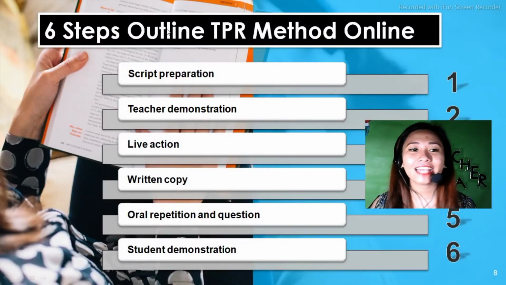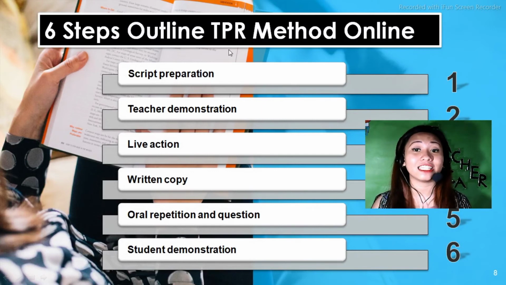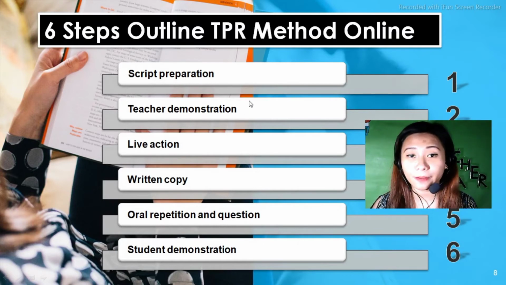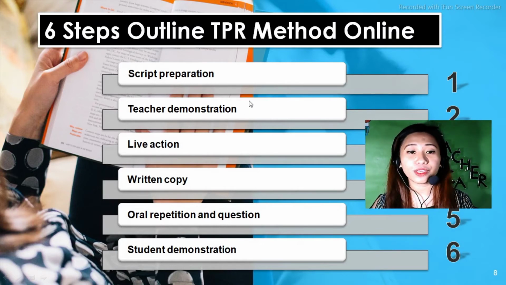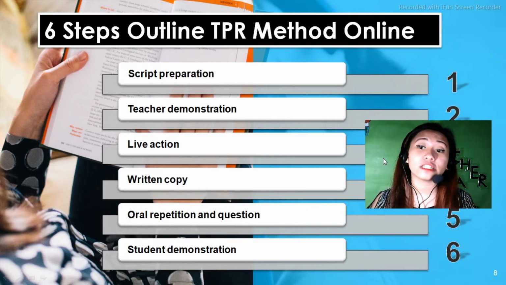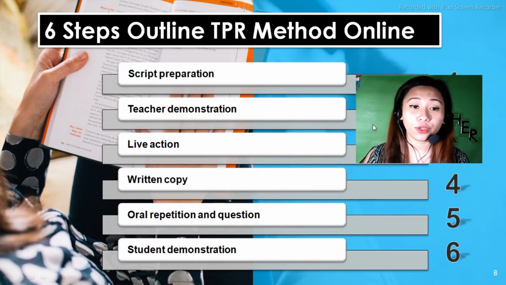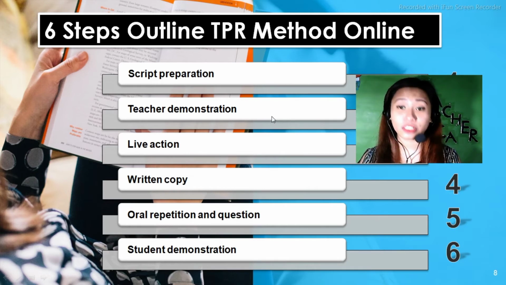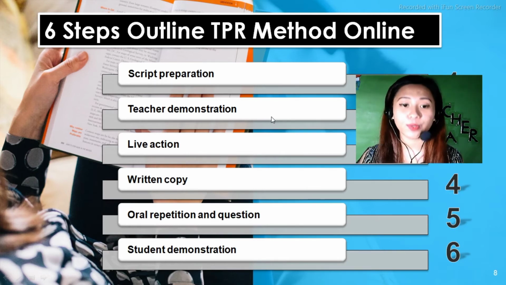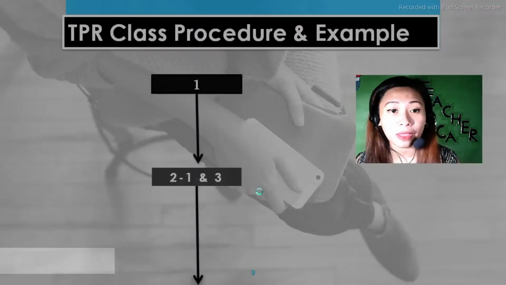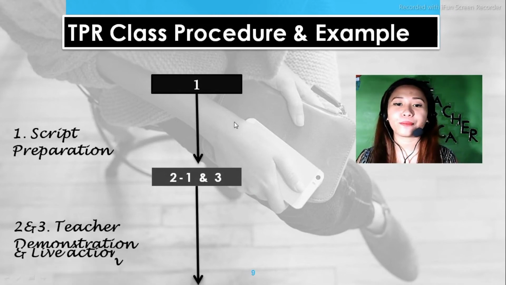Okay, next we have the 6 steps outline of the TPR method online. We have script preparation as much as possible. If you have a script, it is good so that you will have an outline on what to use or how to use your TPR, and when you should input your TPR. Then teaching demonstration, live action, written copy, oral repetition, and question and student demonstration. Let's start one by one. Let's start with script preparation.